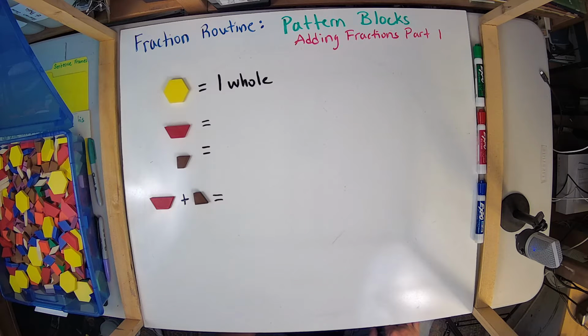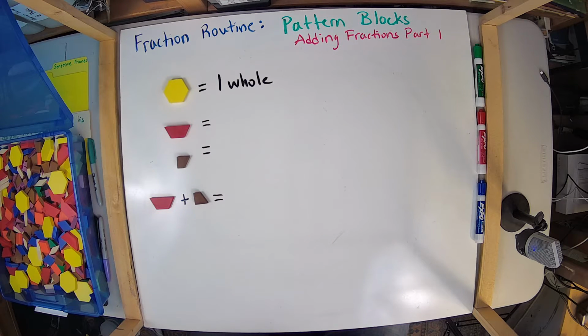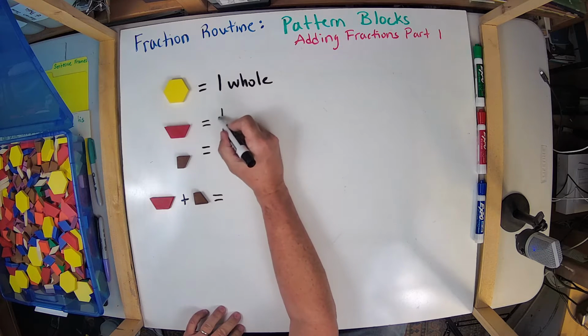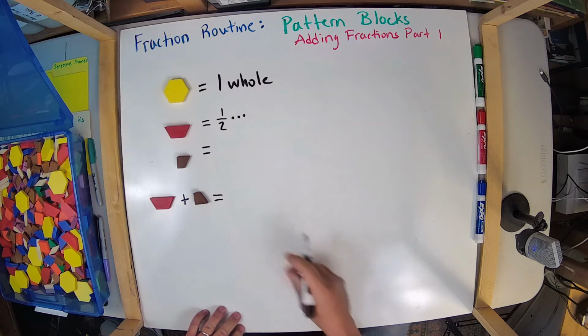Okay, fraction camp. Now we're going to do a fraction routine using pattern blocks to add fractions. This is part one, or maybe the simplest. We've already done some work establishing wholes. I'm going to start with the simplest whole, or one of the simplest. And I'm going to say this value has 1/2. We've already established that the fractional value of the red trapezoid is 1/2.